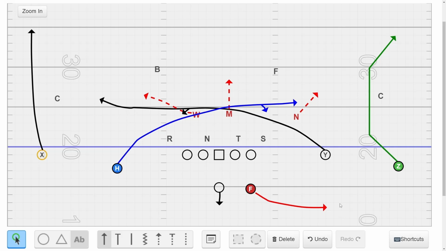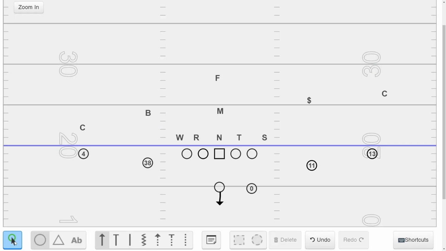Now let's take a look at how Phil Longo will run the mesh with the Badgers. Now that we've installed a basic version of the mesh, let's install a version of the mesh that Phil Longo ran this season with the Badgers. This is coming from the Buffalo game, one of the early examples I could find of the play. And we're going to go from here.